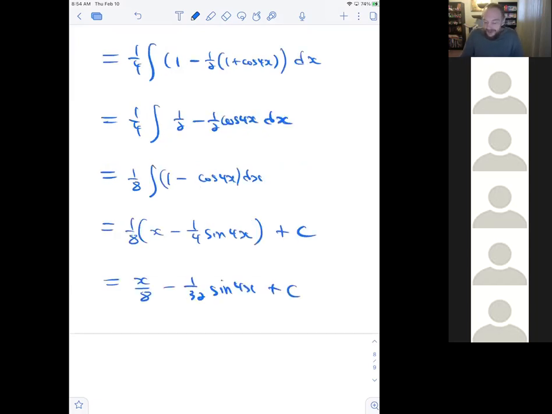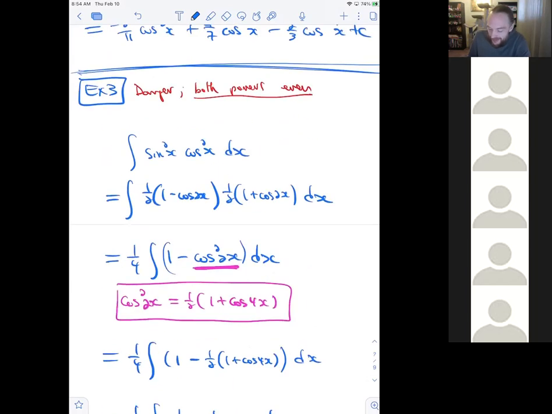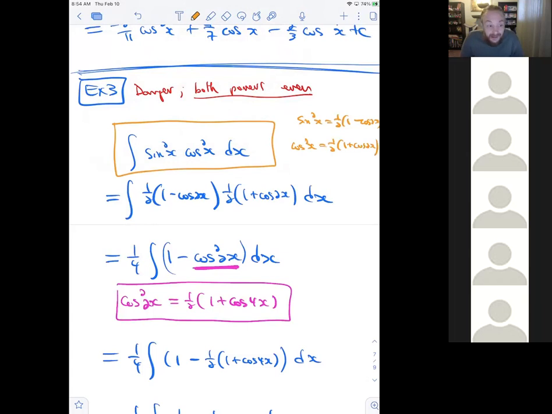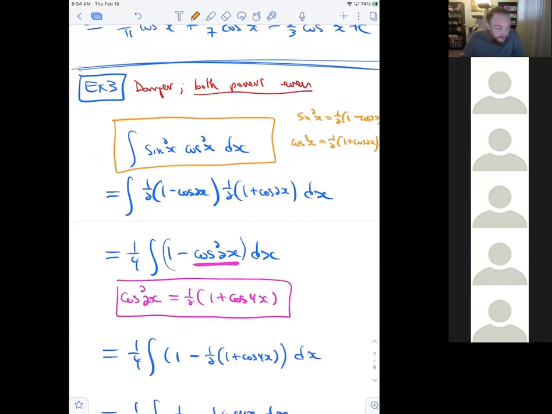This is the idea. We cannot any longer, when they're both even, use the Pythagorean identity. We have to use the fact that sine squared x is 1/2 (1 minus cos 2x), and cos squared x is 1/2 (1 plus cos 2x). These are the identities I have to use specifically.